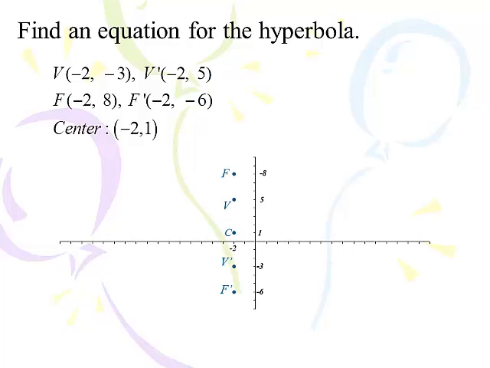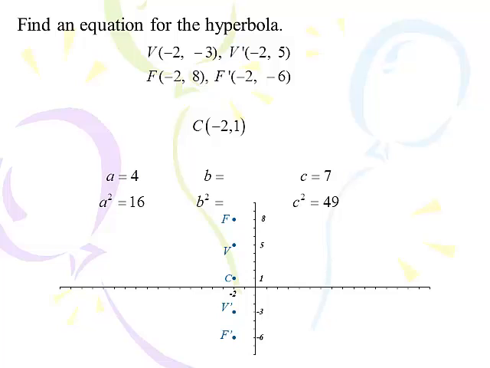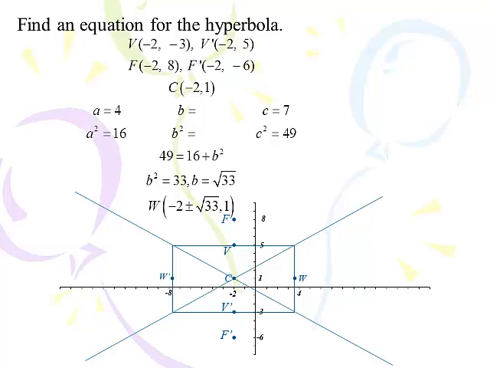So I've got that figured out. I need to figure out what A and what C is. From there I can find B. Well, it's 4 units from the center to the vertex, and it's 7 units from the center to the foci. So A is 4, and C is 7, so A squared is 16, and C squared is 49, and C squared equals A squared plus B squared. So 49 equals 16 plus B squared, and that means B squared is 33. And so B is the square root of 33, and the endpoints of the conjugate axis are a little tough to find here.